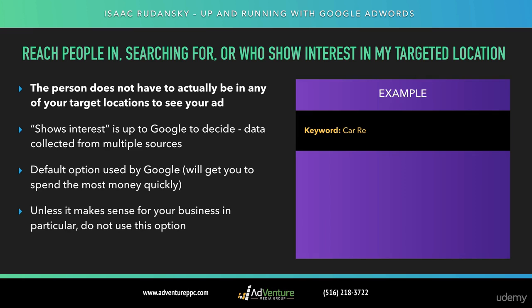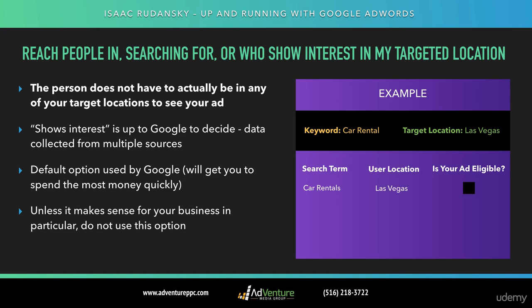All right. So let's say our keyword is car rental. The keyword you're targeting in your account is car rental, and your targeted location is Las Vegas. For the sake of this example, say that's the only location you're targeting. So we have our search term, the user's location, and whether or not your ad is eligible. So let's go through 2 or 3 different examples. Say the person searches for car rentals, and they're specifically in Las Vegas. Is your ad eligible to show? Sure it is. They're searching for a keyword. The keyword itself doesn't include a location, but they're in your targeted location.